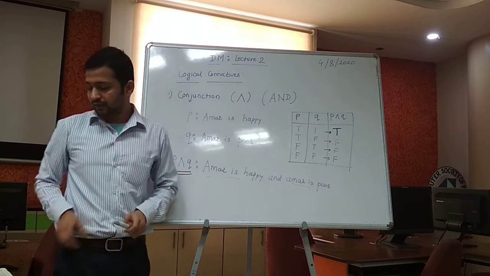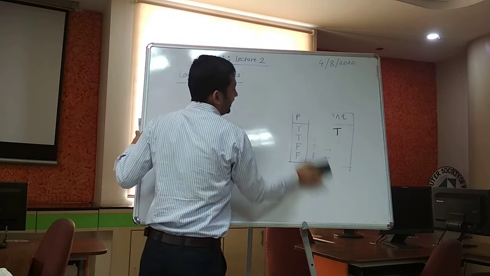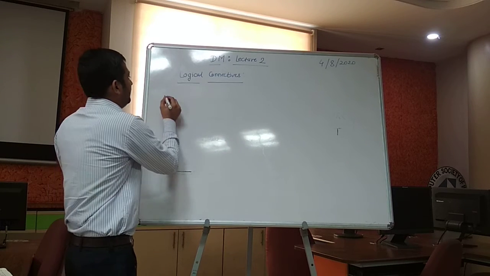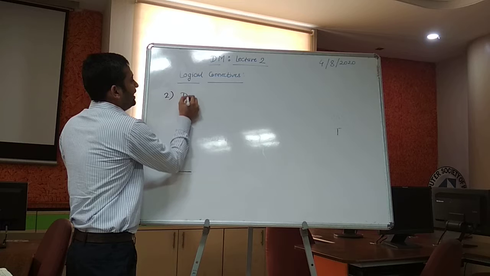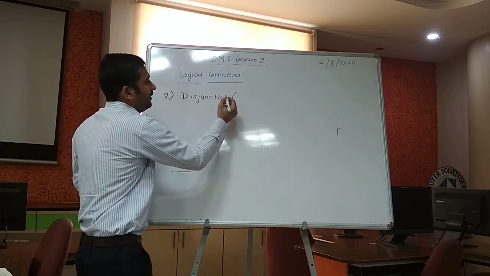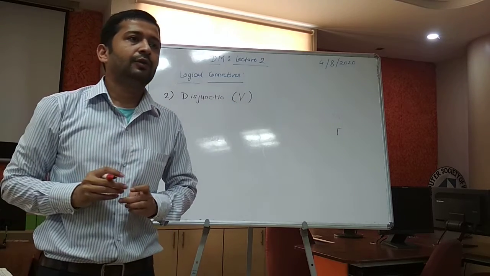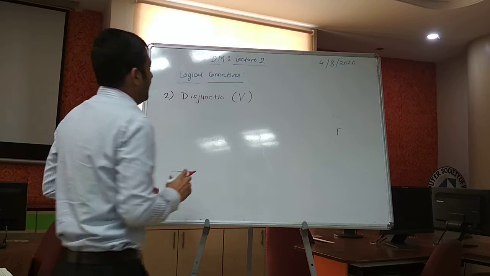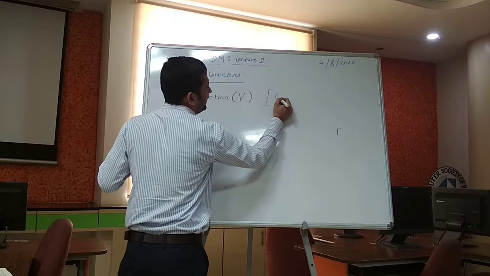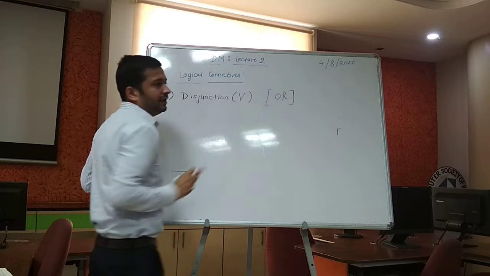Now we will take the second concept, that is disjunction. The second logical connective is disjunction. For disjunction we will consider the capital V symbol to represent it symbolically. For disjunction, we will consider the English logical connective as or. The meaning of disjunction is or in English.